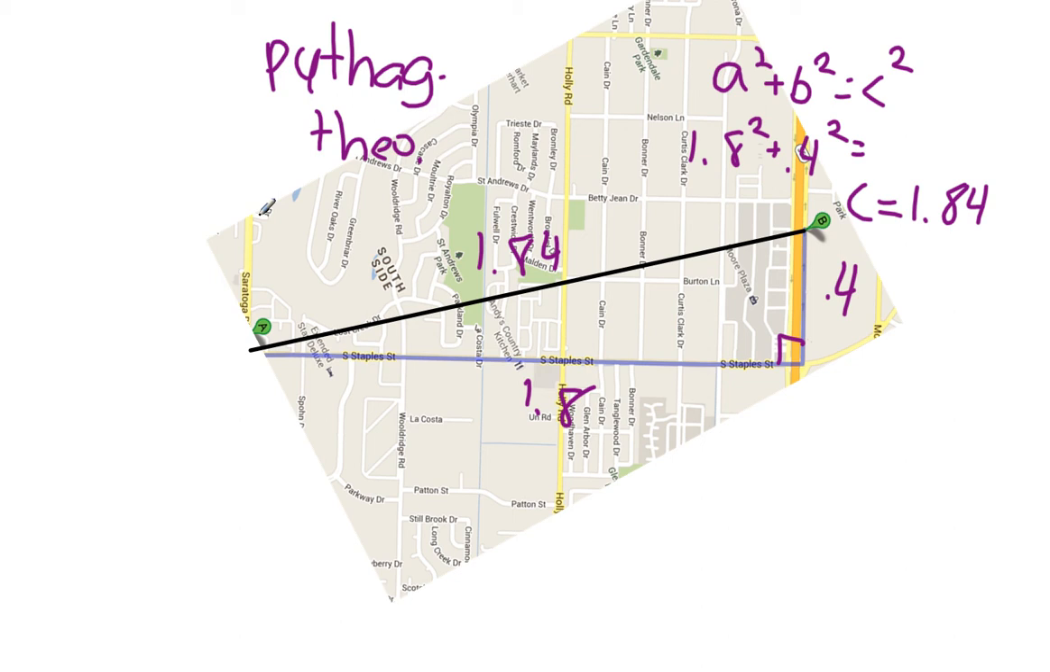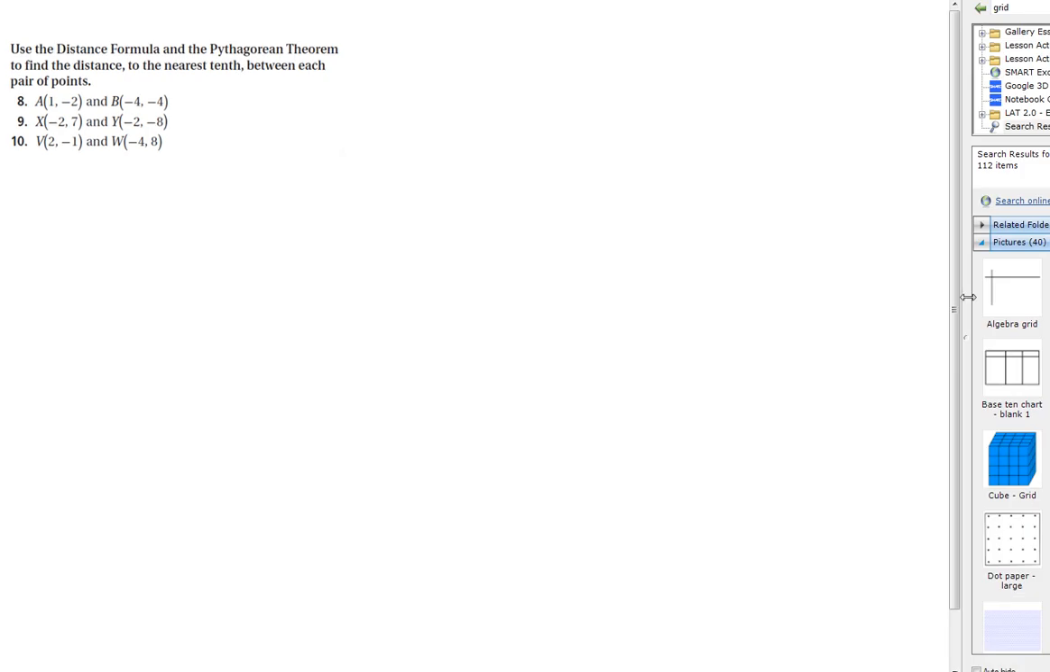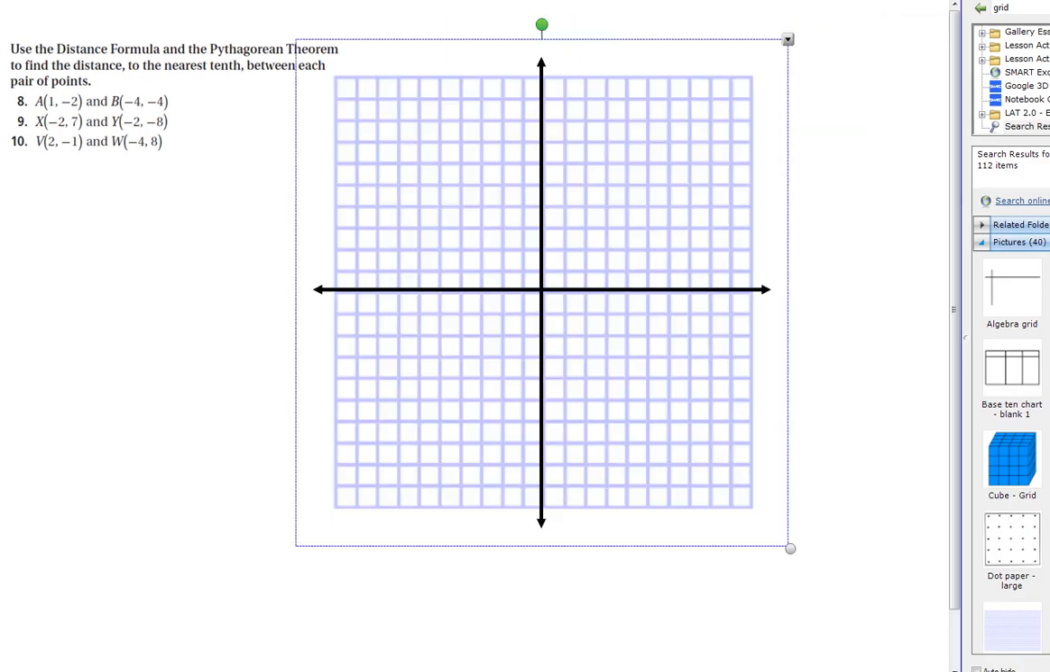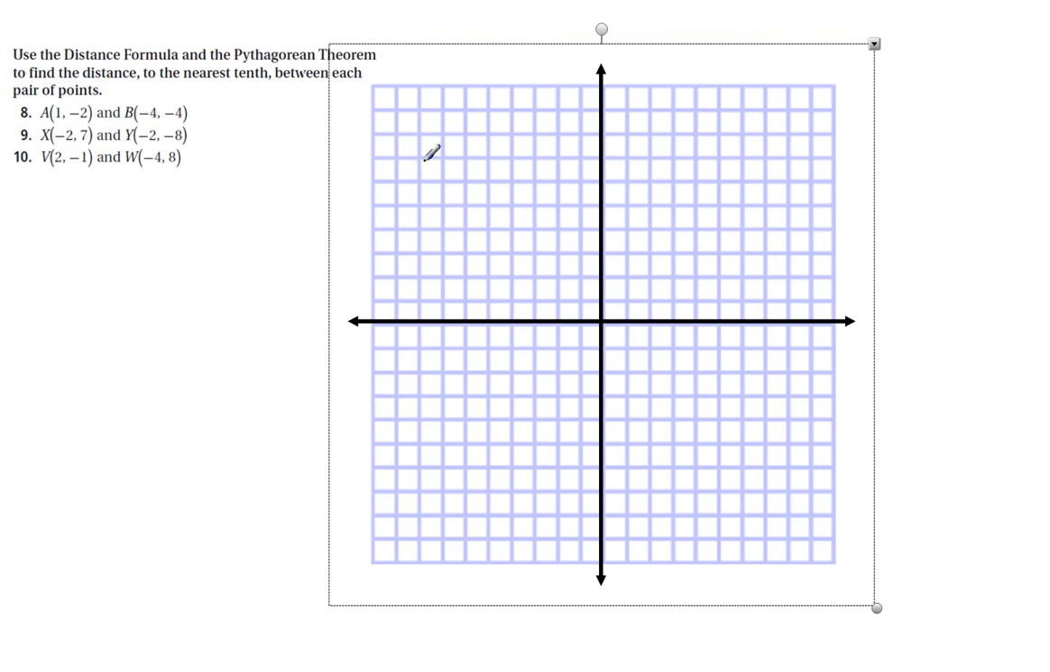Okay? So what does this have to do with the distance formula? That's an excellent question. So let's say we're not talking about ice cream and roads. Let's say we're talking about a grid. Right? So we have point A, which is at (1, -2), and B is at (-4, -4).